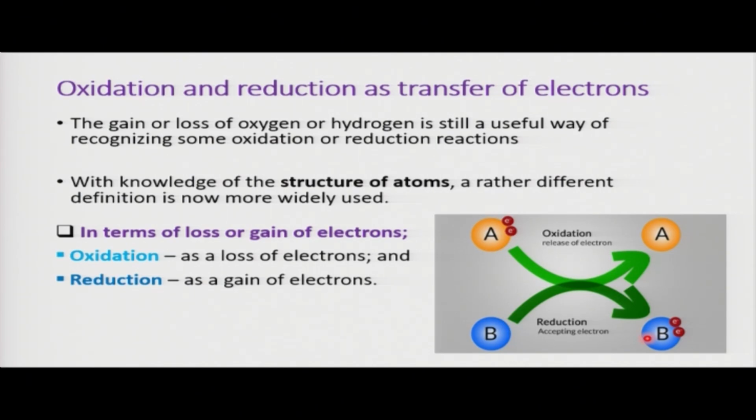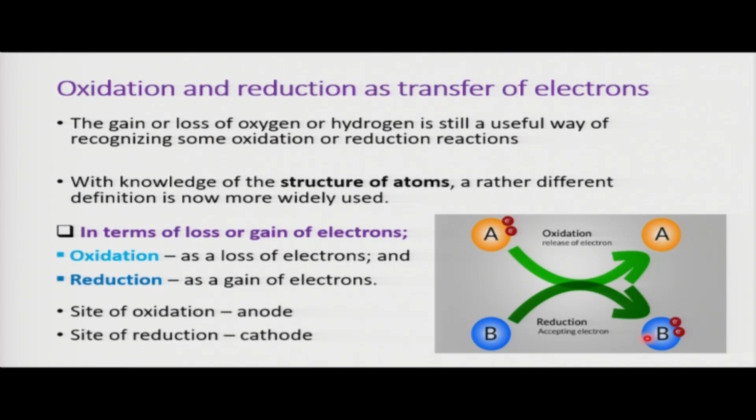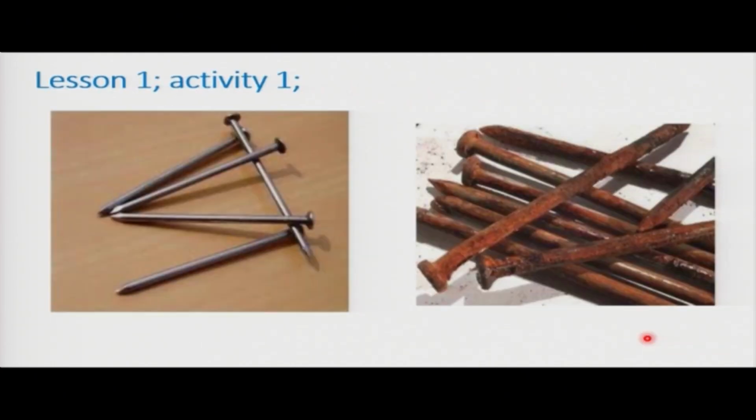One thing I need to bring in before we leave is the words anode and cathode. I know you looked at that in senior 3 electrolysis, but I also have to bring it up. Anode, that is where you have the loss of electrons happening, and the cathode, that is where you have the gain of electrons happening. We can bring the whole of this information to our day-to-day activities, and we can do that by going through this activity.